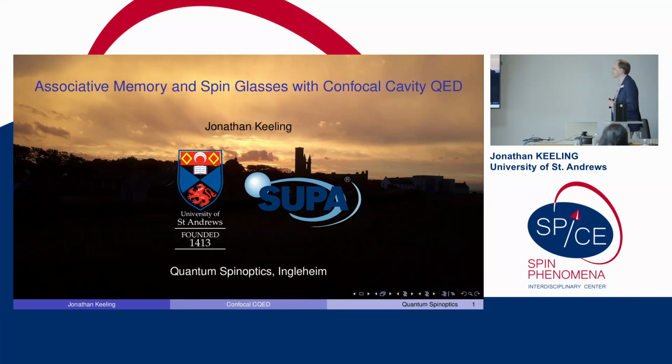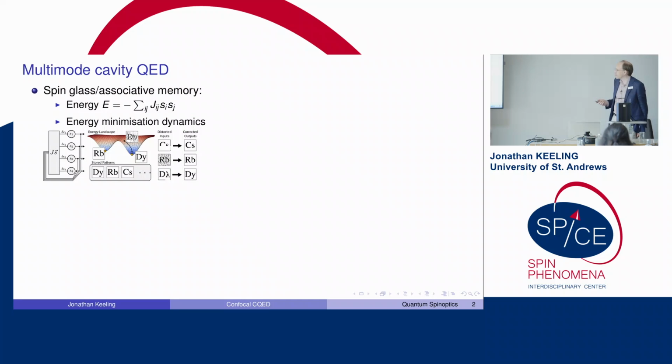I'm going to talk about mostly theoretical work, but at the end some experiments, work in collaboration with Benjamin Lev's group at Stanford about how to use their experimental setup, which is cold atoms in a multimode optical cavity, in order to study the physics of associative memory and spin glasses. And I'll start with an introduction to what it is that I'm really going to try and talk about.